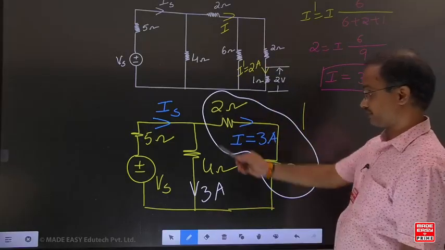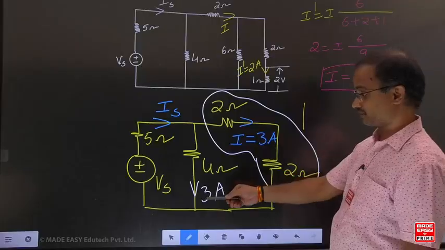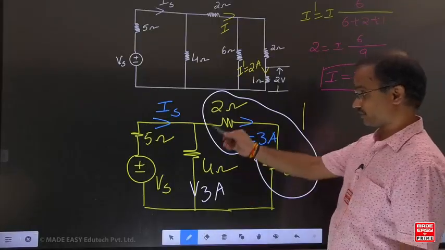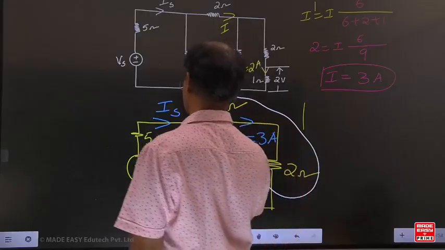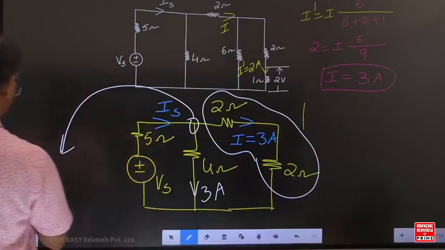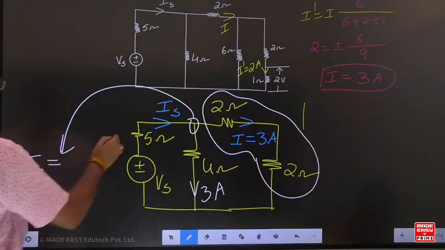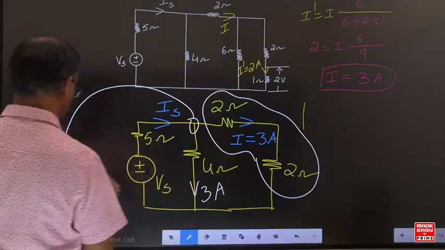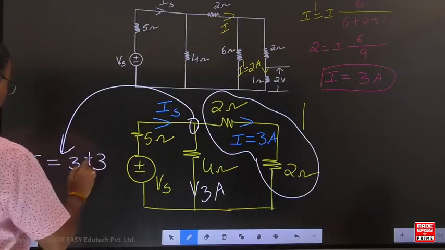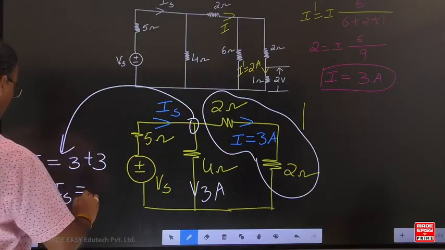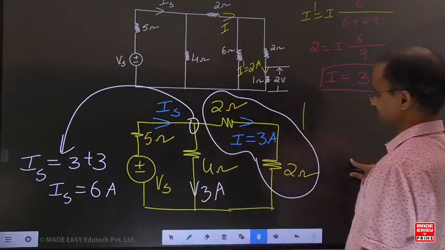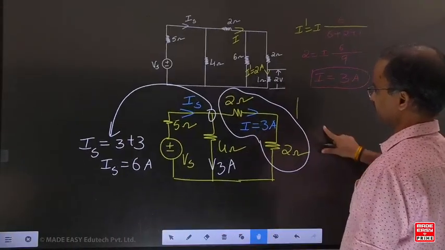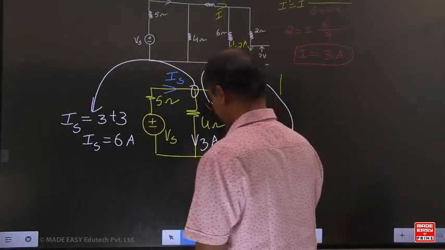Now for this entire branch, what is the current here? 3. Here also 3. Why? The resistance here is 4, it is also 4. Can you apply KCL at this point? If I apply KCL here, IS is the incoming current and 3 is outgoing. Simplifying, IS equals how much? 6 amperes. IS equals 6 amperes.